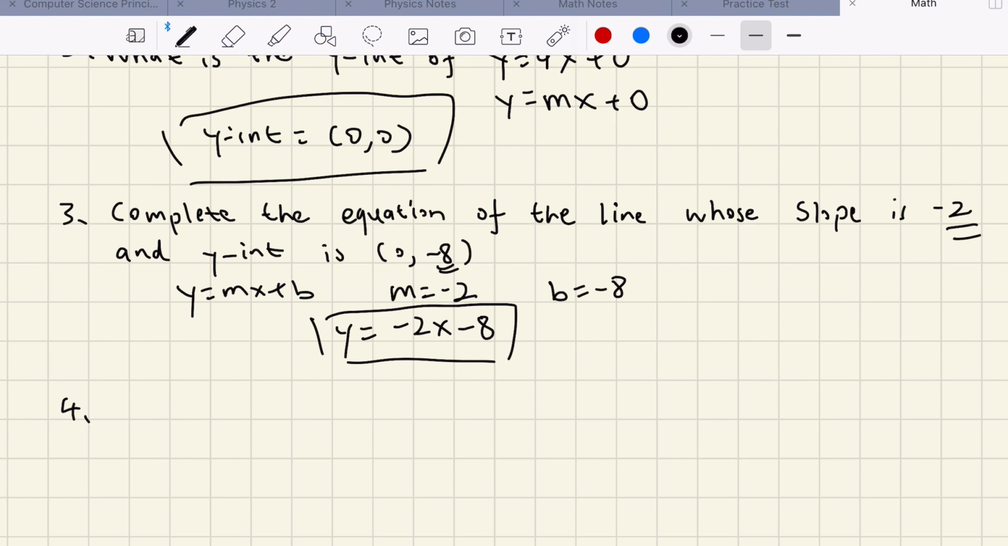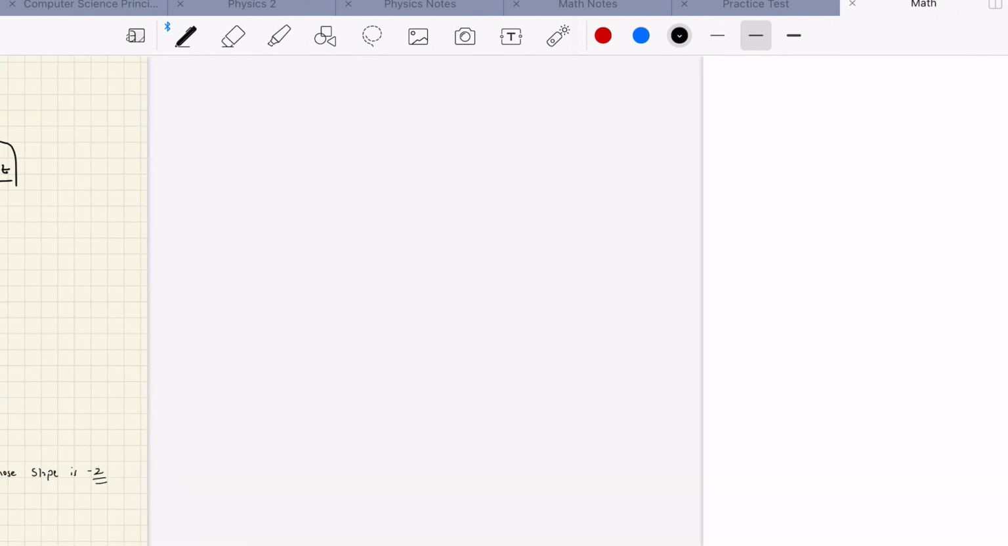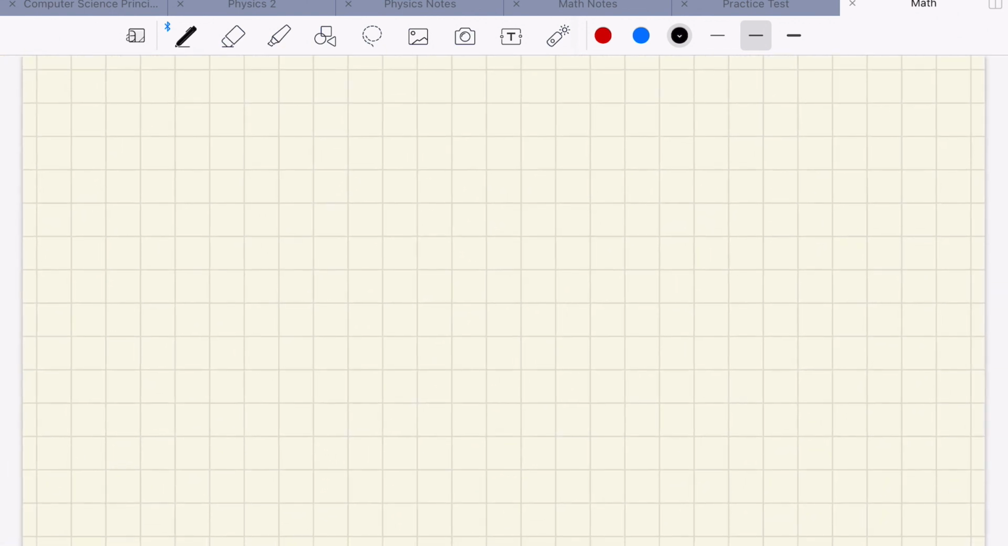Let's try one last problem and then we'll move on to some word problems. What is the slope of y equals negative 4x minus 3? Again, here m equals negative 4, and m is the slope, so the slope here is negative 4. These questions are quite easy, so let's do some word problems.